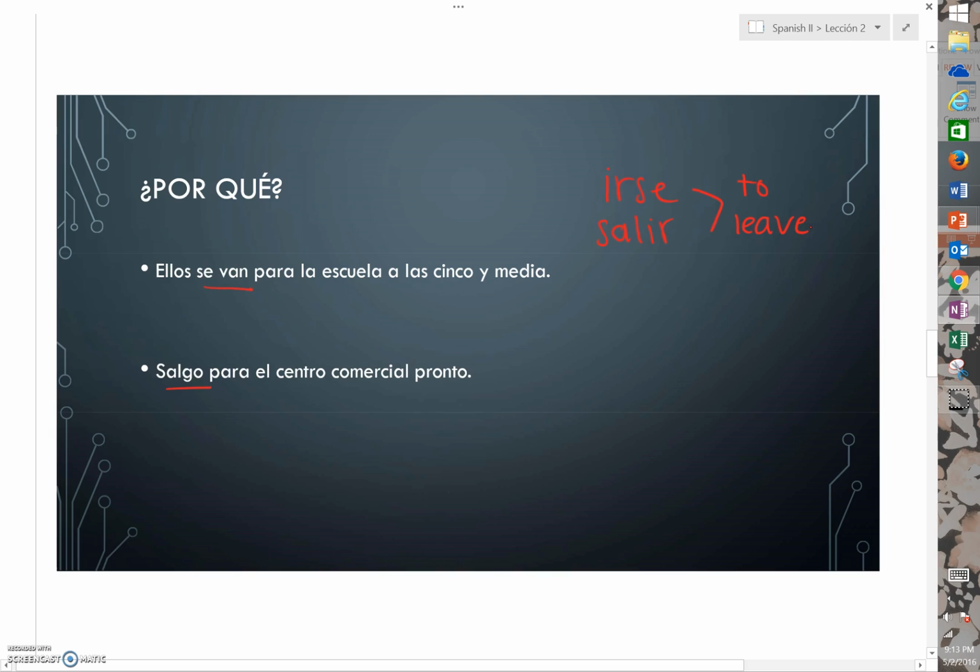Okay, so in this case, para is telling us where they're going to, right? Because para is followed by a place. So for both of these, para is explaining the destination. Okay, para expresses destination or movement towards something.